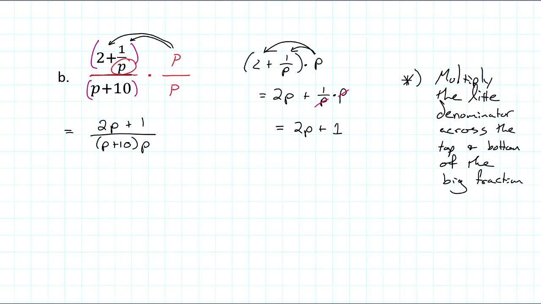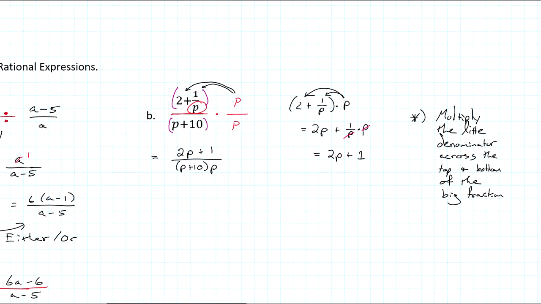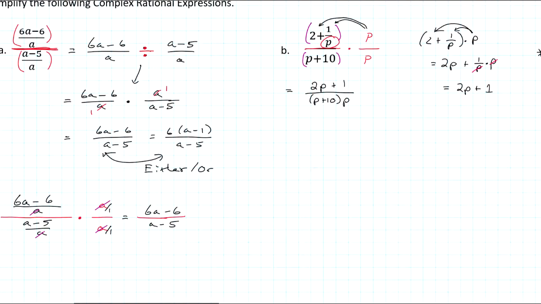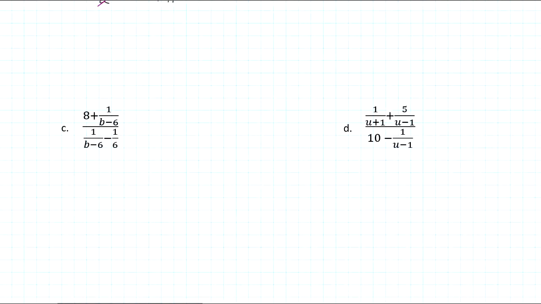Right? And we're allowed to do that because this is 1, right? It's a special version of 1, so I haven't changed the value in any way by doing this. And that's it. The top doesn't factor here, right? And so I'm not going to be able to reduce it at all, and that's our final answer. All right, these can get a little bit more complicated. Let's see what happens in some of these next ones.